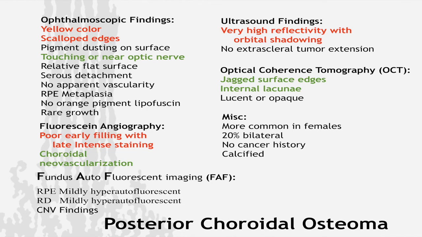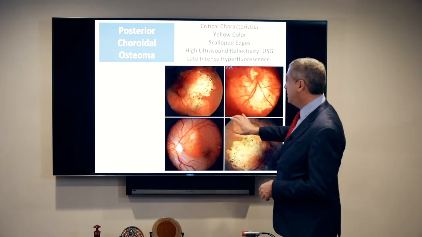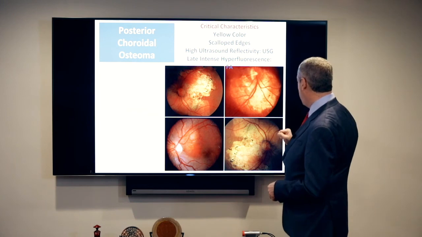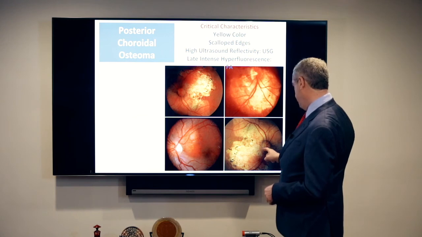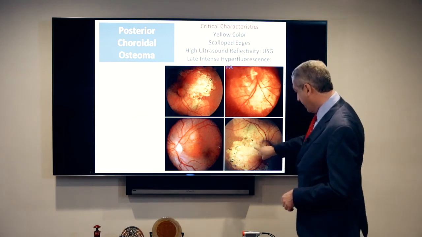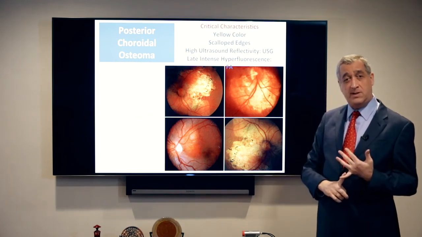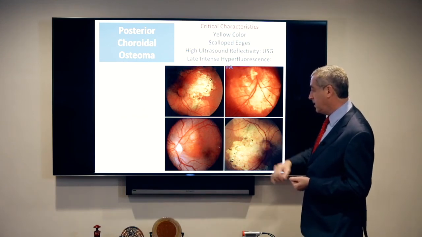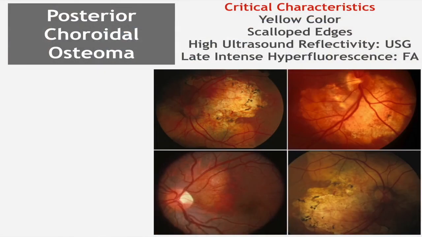So let's see some pictures of osteomas. Here we have our scalloped edges. You can have pigment on the surface near the optic nerve. And there must be a good one where I can show you tumor vessels. Here's one. That's the best one of a tumor vessel. Remember I said the formed vessels are primarily seen with choroidal melanomas and osteomas? Well, here we have formed vessels inside the bone. Sometimes they're a little more subtle, but again, you see the scalloped edges.